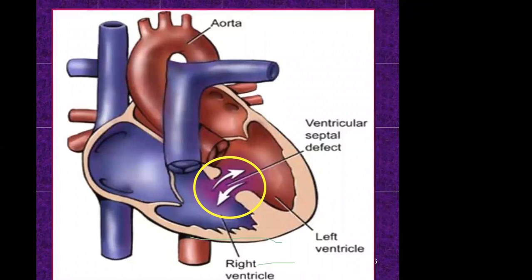This is an abnormal opening in the ventricular septum which allows oxygenated blood from the left ventricle to mix with the deoxygenated blood in the right ventricle. And the right ventricle receives blood from the right atrium as well as from the left ventricle, leading to a volume overload and pulmonary congestion. In fact, the VSDs are the most commonly occurring types of congenital heart disease.